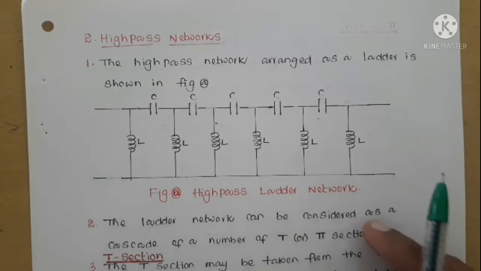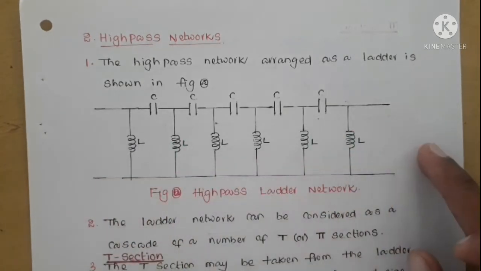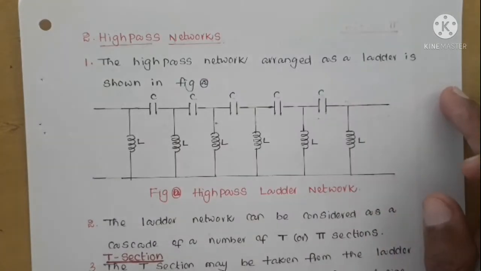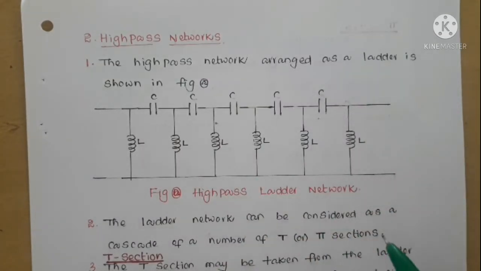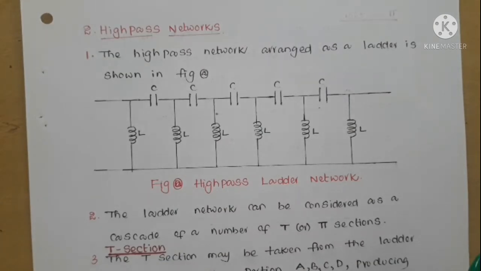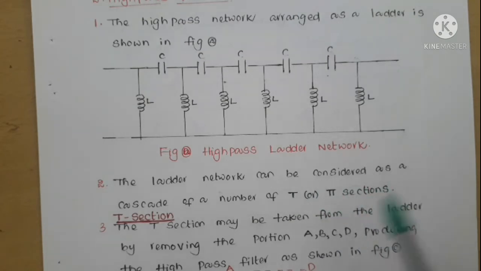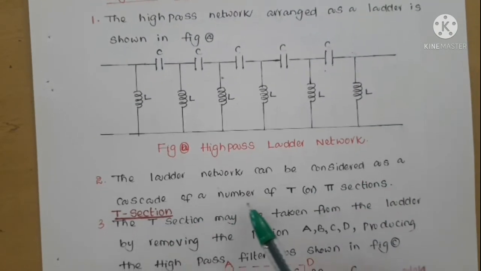In the high pass ladder network, series elements are capacitors and shunt elements are inductors. Parallel elements are inductors and series elements are capacitors. Here also we can represent this with a cascade connection of T sections or otherwise a cascade connection of pi sections. So the ladder network can be considered as a cascade of a number of T or pi sections.